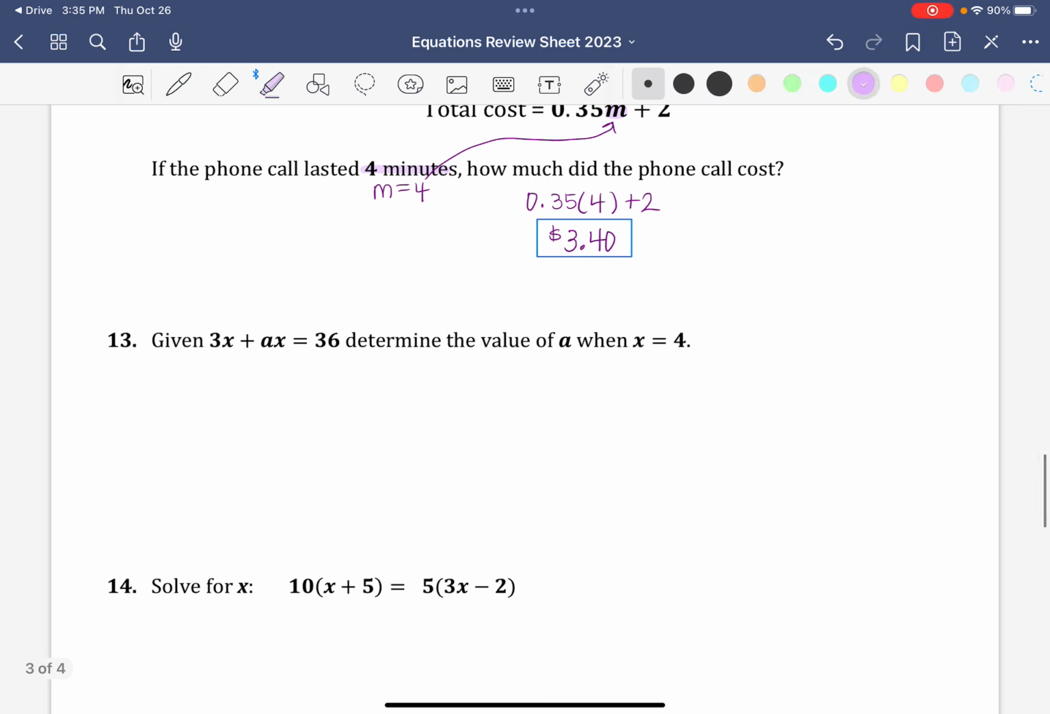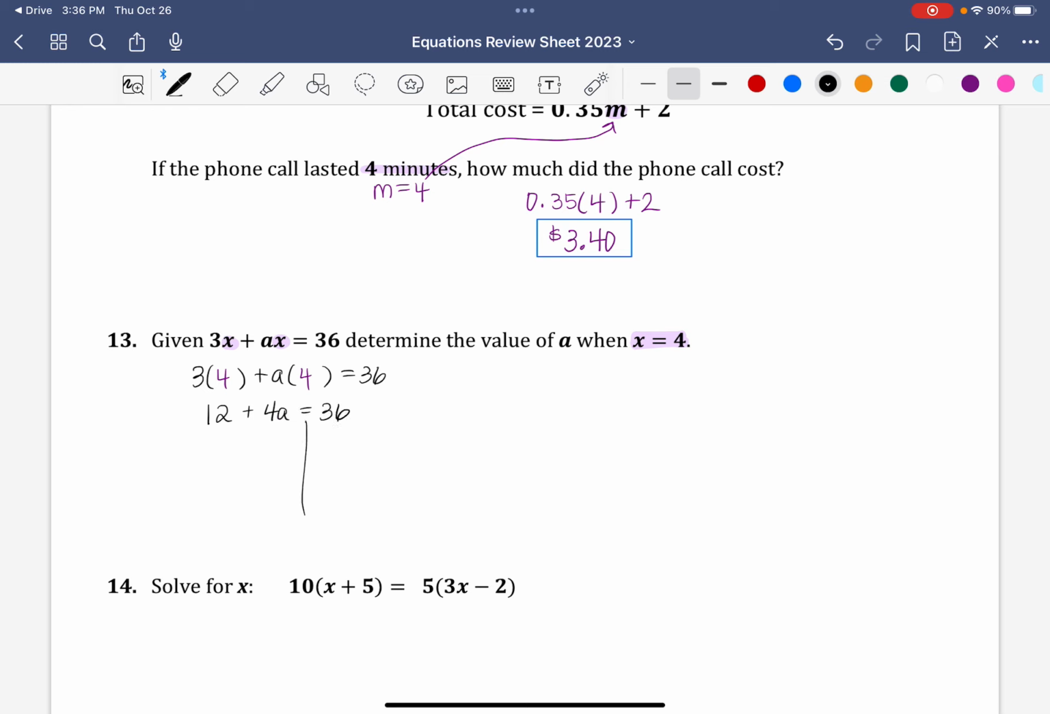Right, number 13 is a little bit similar because they are giving us a value to plug in. They want us to solve that equation for a when x equals 4. So any x value in that equation is going to turn into a 4. So it's going to become 3 times 4 plus 8 times 4. And that's going to equal 36. Well, 3 times 4 is 12. 8 times 4, we just write that as 4a because we always like to have the coefficient in the front of the variable, equals 36.